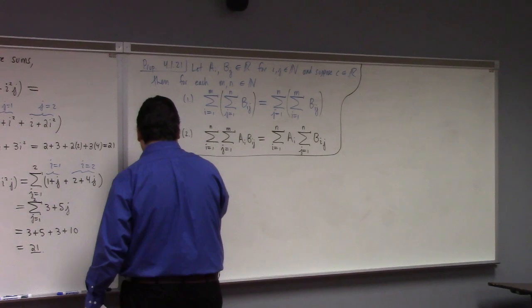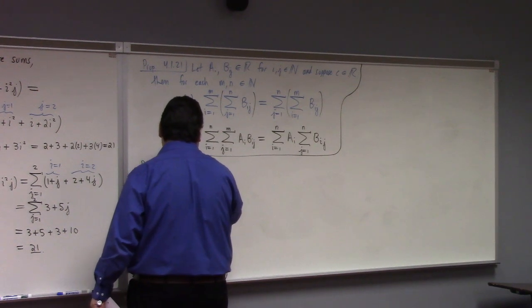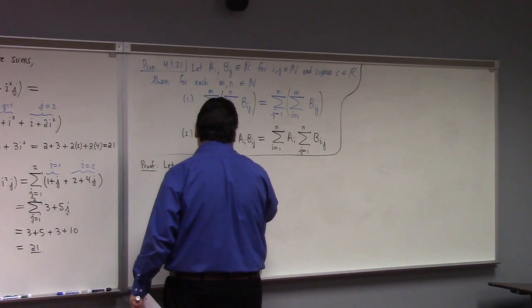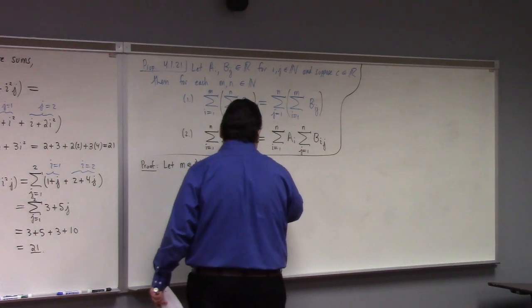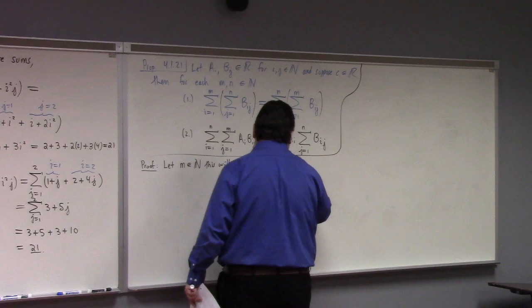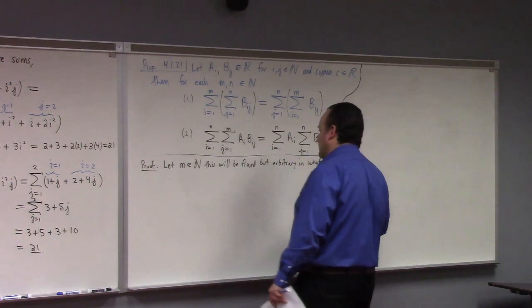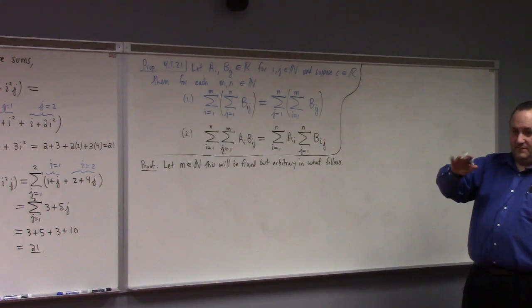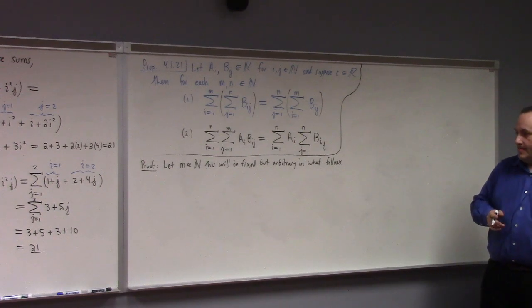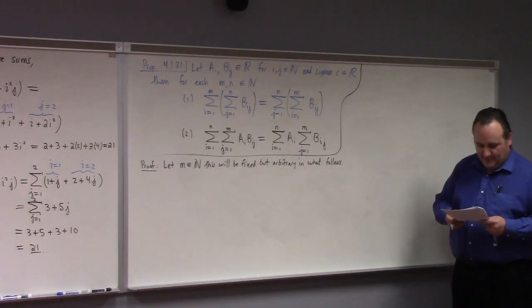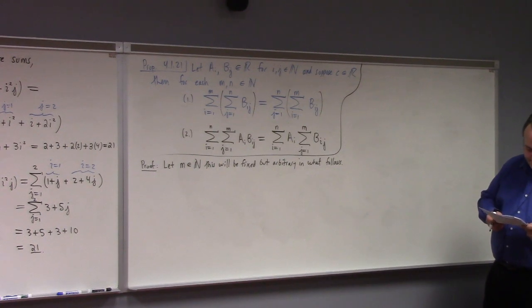So what I would do is say let m be an element of the natural numbers, fixed but arbitrary in what follows. I don't always write all that out, I'm just writing for emphasis here. So we're going to fix m. Yes, on that red summation for the second one, is that supposed to be j? Yes, thank you. Still in the marker. There you go. Thank you.